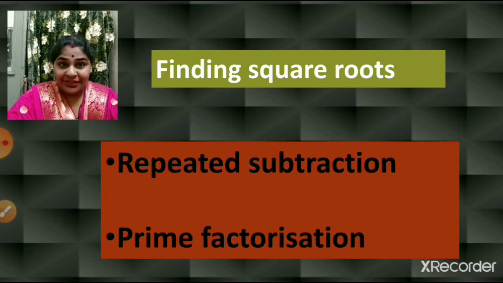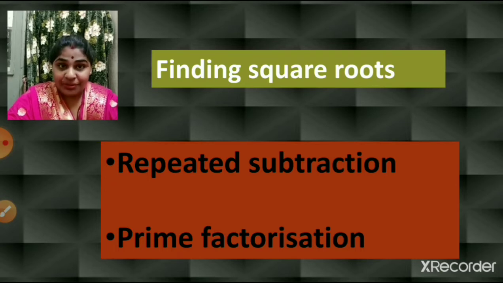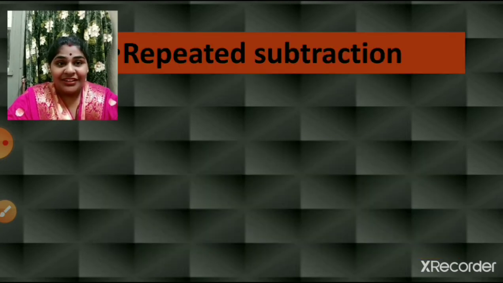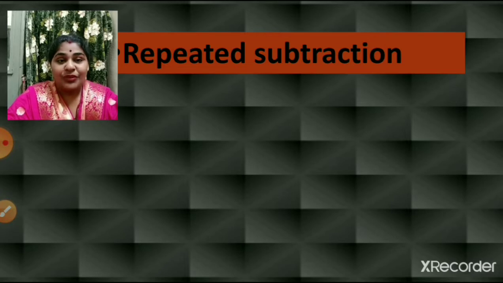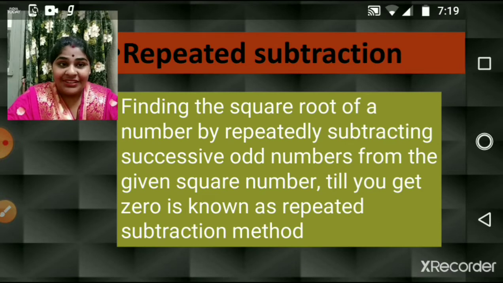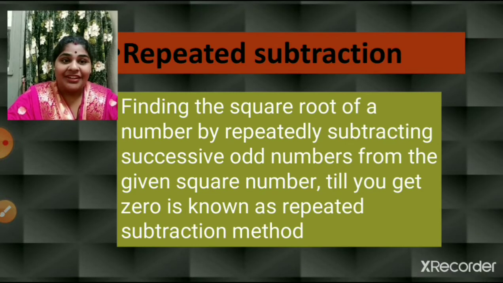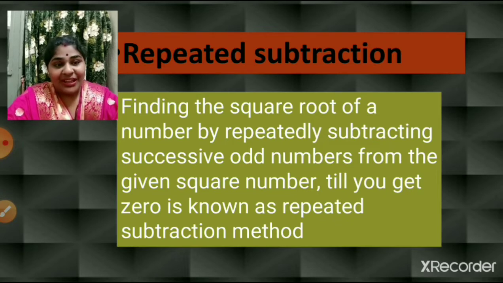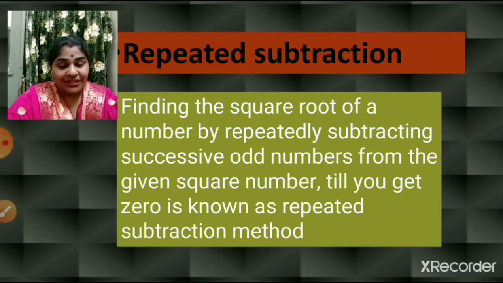There are two methods which we are going to learn today, how to find the square roots: the repeated subtraction method and the prime factorization method. This is again very important, children. Let us see one by one. First, let us see repeated subtraction. Finding the square root of a number by repeatedly subtracting successive odd numbers from the given square number till you get 0 is known as the repeated subtraction method.